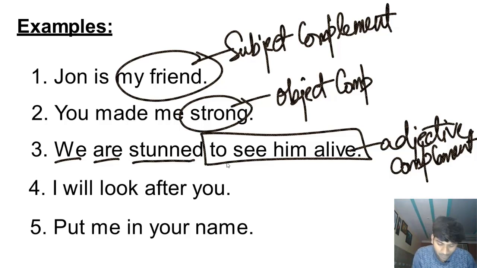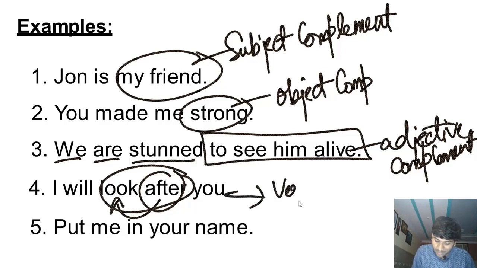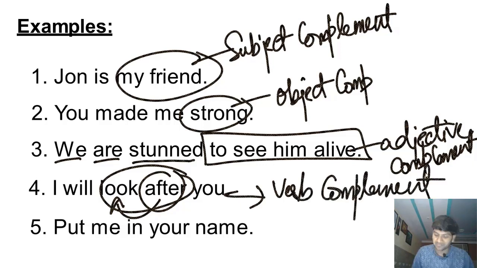Fourth example, I will look after you. So here look after is a phrasal verb, right? So after here is a preposition which is a part of this phrasal verb. If you take this out, the meaning of the sentence will change. I will look you, it does not make any sense. It's not a grammatical sentence anymore, right? So after is complementing the verb look. So here it is a verb complement, right?